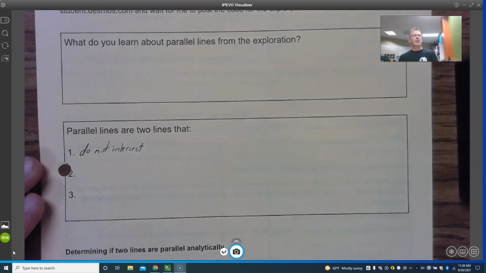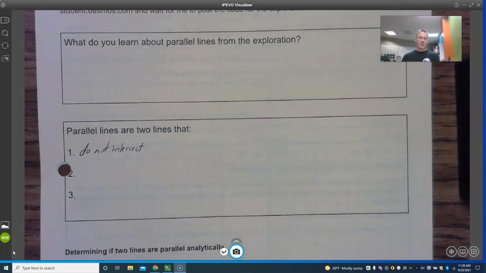And what we're going to look at in this unit is two different situations. We're going to look at it in the coordinate plane, which is what we're going to do in today's lesson. And then we're going to eventually look at it geometrically. What if we don't have a coordinate plane? How do we determine if two lines are parallel if we don't have some of the information that we're going to talk about today?